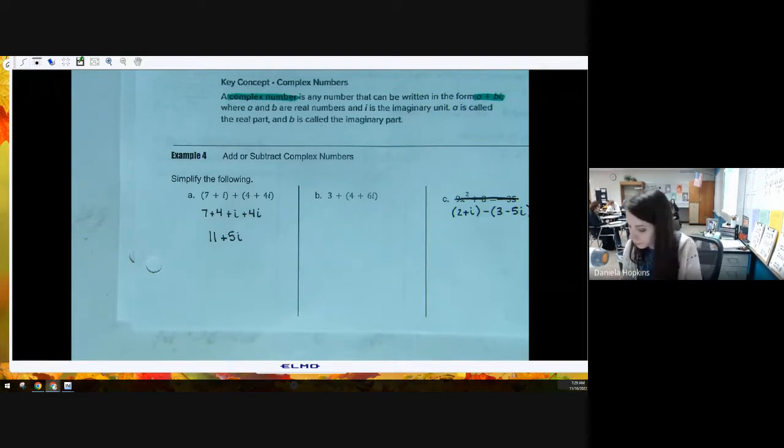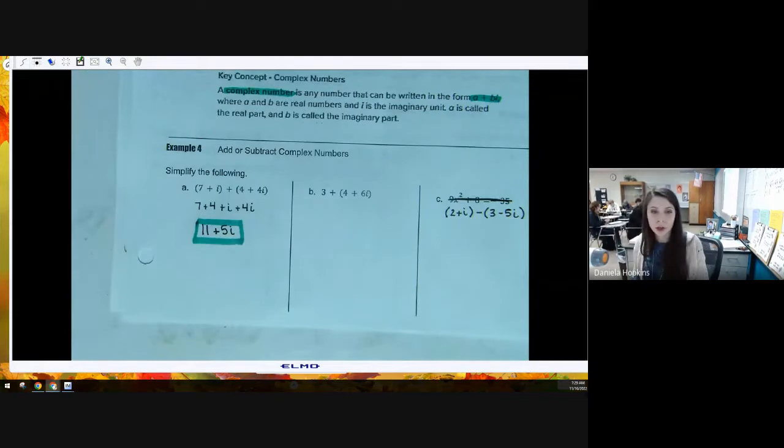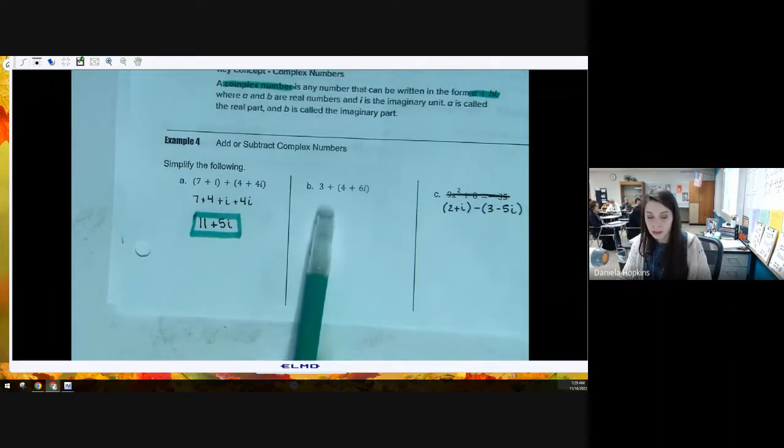I don't even know that there's a tricky part here. It's just adding like terms. You should never have a power on an i when you're adding or subtracting, because we're not increasing powers at all, because we're not multiplying them. It's pretty straightforward. So if you look at part B without me really doing anything, what's the answer here?